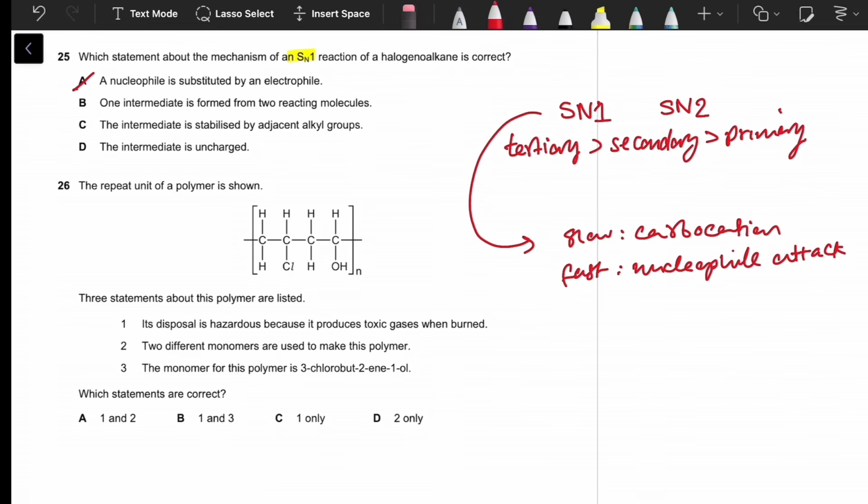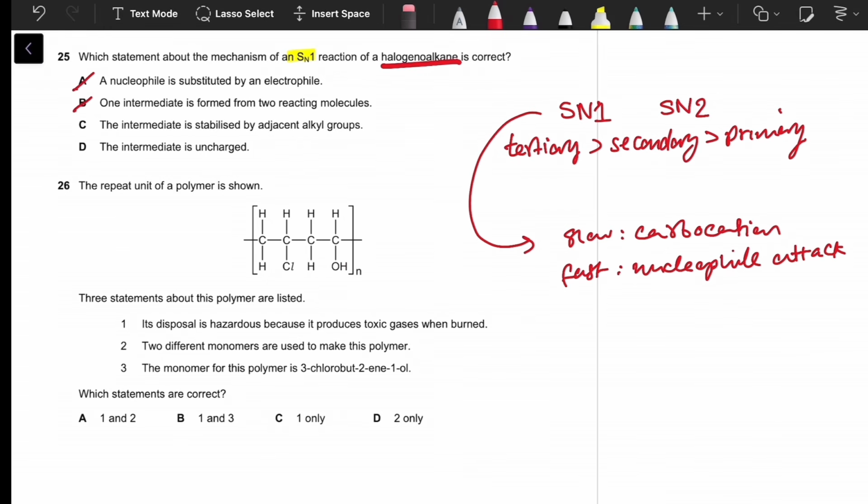Option number B states that one intermediate is formed from 2 reacting molecules. The intermediate carbocation isn't formed from 2 reacting molecules. It's formed from 1 molecule, the halogenoalkane. That is why it is unimolecular. That's why it is SN1.